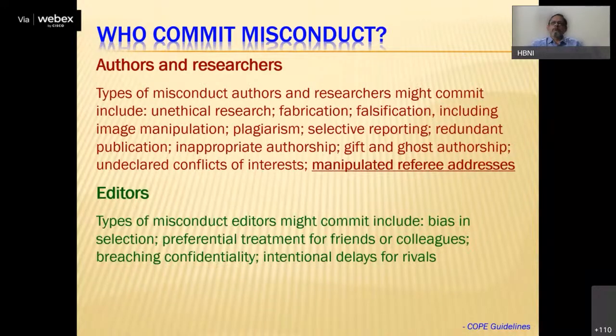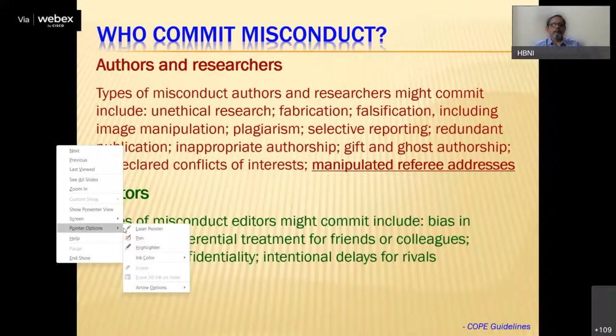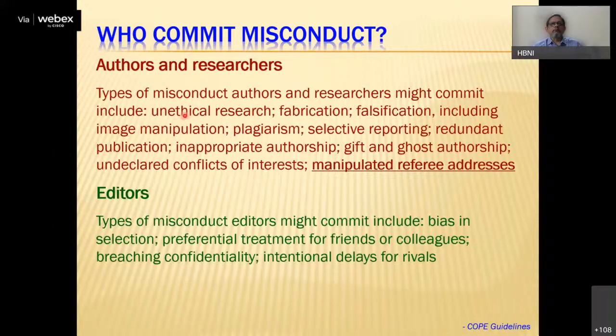So then who are the people who commit these misconducts? Well, literally everyone involved in the scientific process. So it starts with authors and researchers. And what are the types of misconduct they can commit? Unethical research, which I already talked about in my previous lecture. So unethical research, then fabrication, falsification and plagiarism.